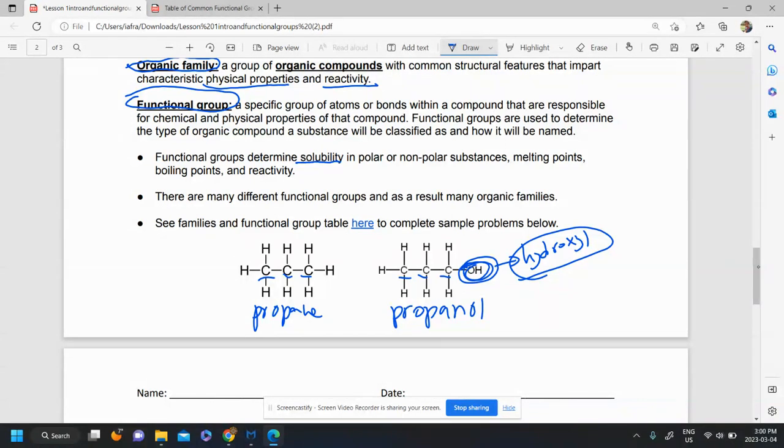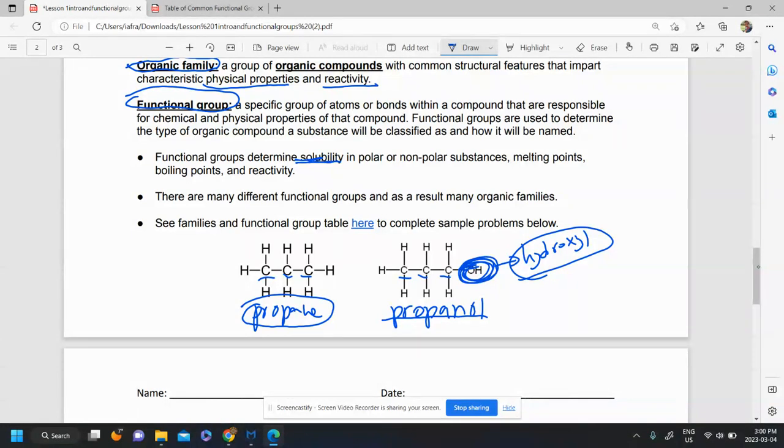So for example, if you remember from the first unit, propane would be not very soluble in water because it's nonpolar. But then if we had an OH group and got propanol, it would be more soluble in water because we added a polar group to it. So it determines solubility in different substances.